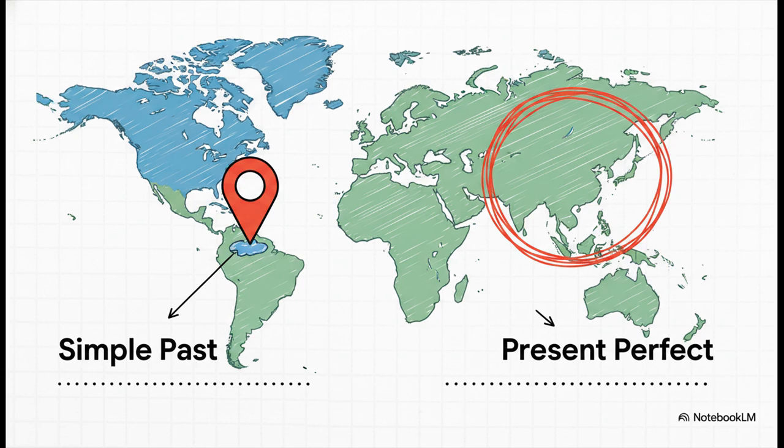And you know, I absolutely love this way of thinking about it. The simple past is like dropping a pin on a map. Boom, it happened right there at that specific time. But the present perfect, that's more like circling a whole region on that map. The action happens somewhere inside that circle, but we don't know, or maybe we just don't care exactly where.